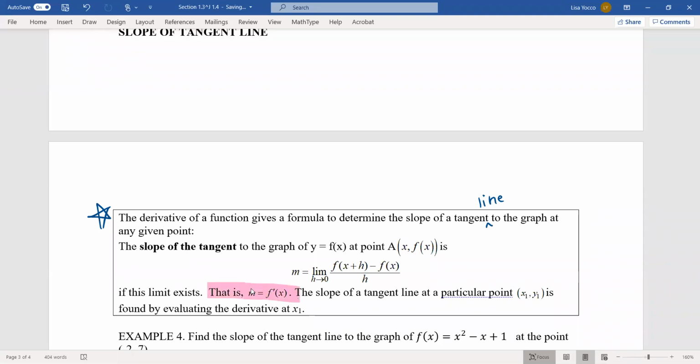So basically the slope of a tangent line is the same as the derivative of the function, and the slope of the tangent line at a particular point can be found by evaluating the derivative at the x coordinate. All right.